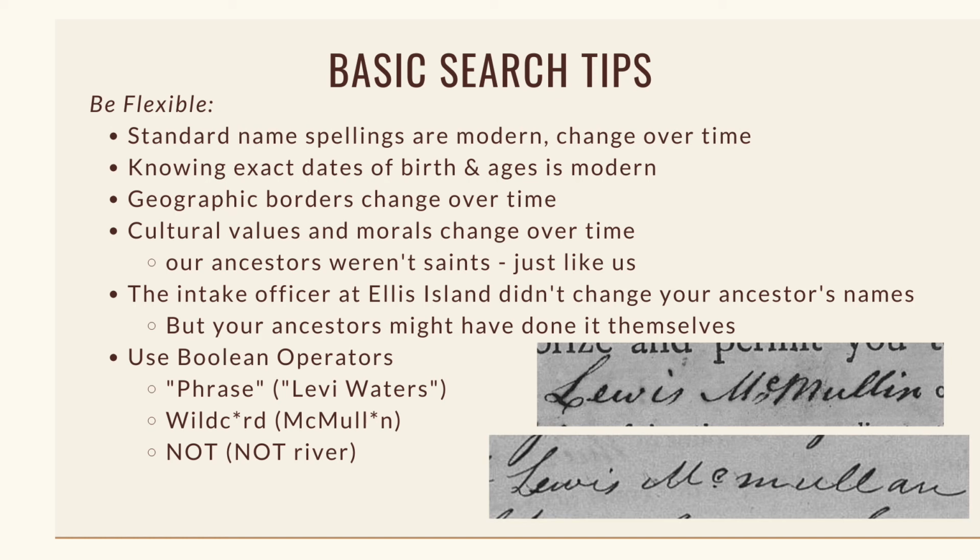For online searches, use Boolean operators to help define your search. For example, put quotation marks around a phrase so that your search engine will search those words together instead of individually. Using an asterisk in place of a letter works as a wildcard. This can be very helpful on names that have multiple spellings. Also, place the word not or a hyphen in front of a word to exclude it from the search. For example, if you're searching for the last name Waters, you could also indicate not river.